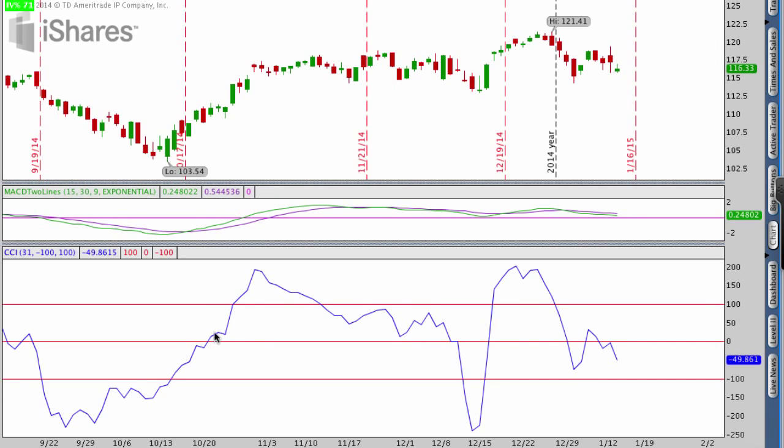And so what we want to see is a cross of the indicator above or below that 0 line. And that gives us an idea of where a stock might go in the future. So you can see we got a cross back here in, this is in October if you can't see the date here. And you can see that cross in CCI did lead to some nice rallying in the stock as we headed towards the end of the year.